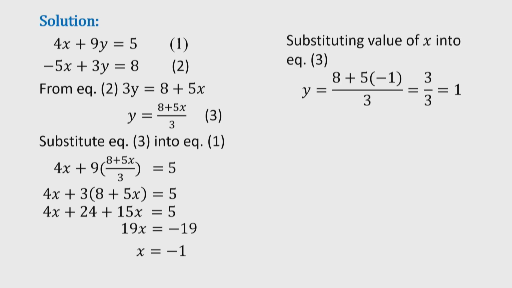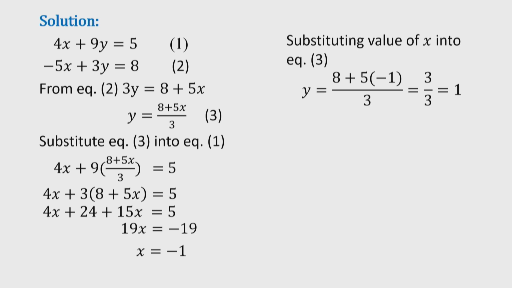Now I substitute the value of x into equation 3. So y will be equal to 8 plus 5 into minus 1, because x is equal to minus 1, divided by 3, which will give me 8 minus 5, 3, and 3 divided by 3 is 1.